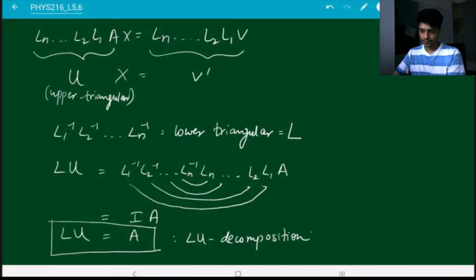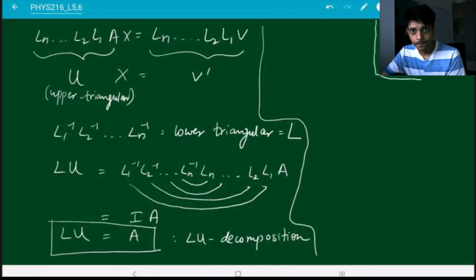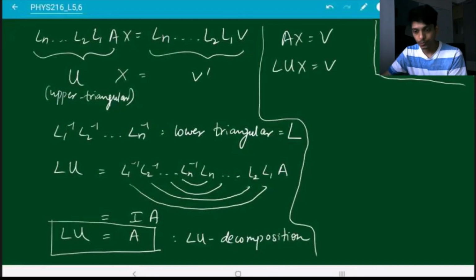And the equation that we are trying to solve is the matrix equation AX equal to V. So I can write that as LUX equal to V. So how do I solve this now? I know what my L matrix is and I know what my U matrix is.